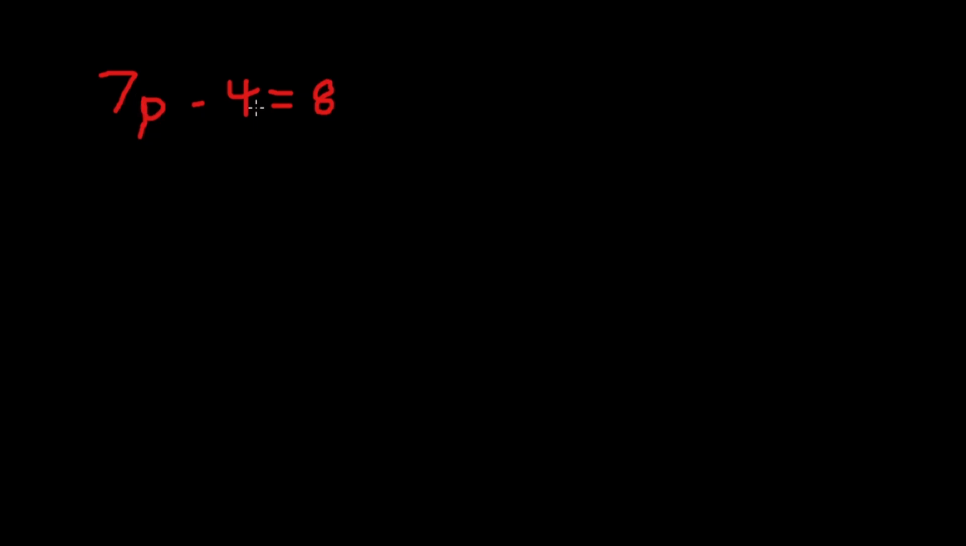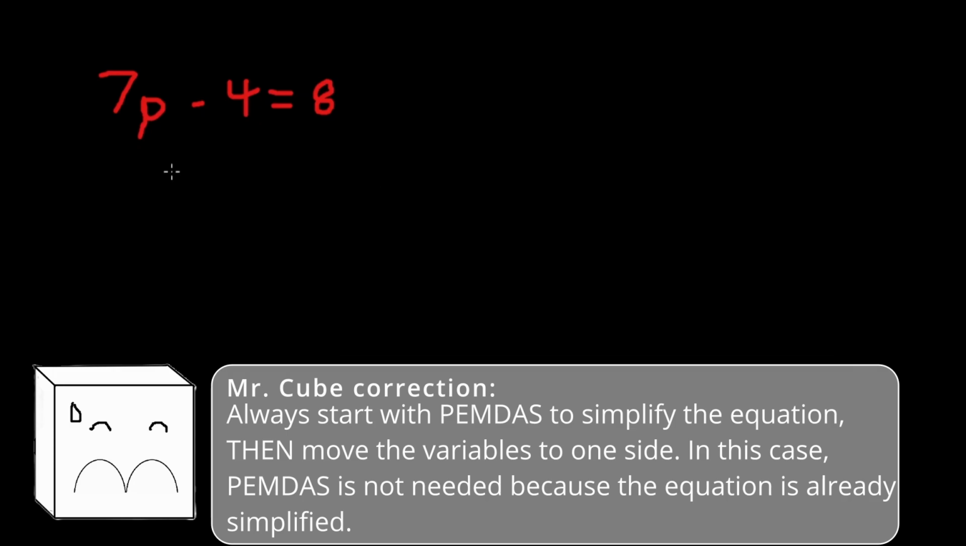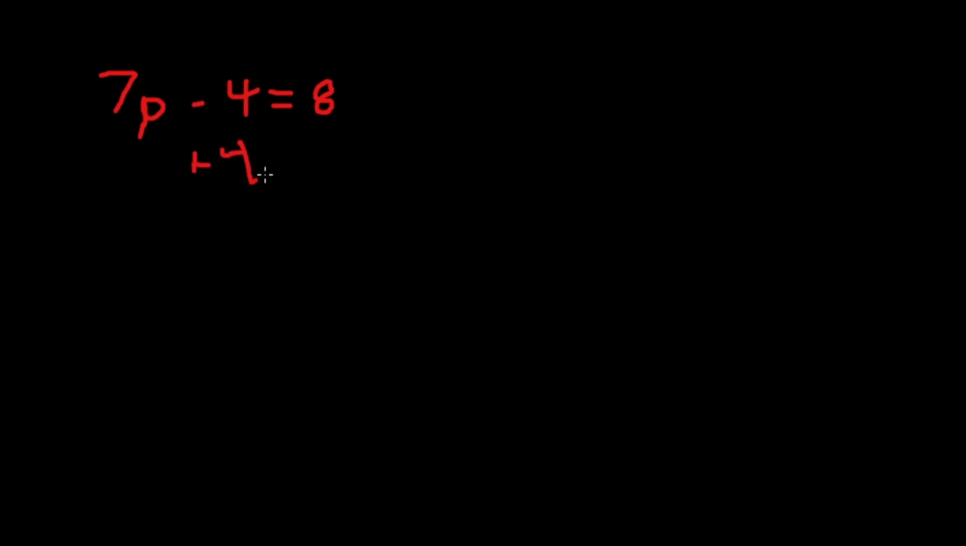So first things first, before PEMDAS, always make sure that your variables are on one side of the equation and your non-variables are on the other side of the equation. So to do that, we can add 4 to both sides to get rid of this minus 4. So these cancel out. And then we're just adding 8 plus 4, which is 12.